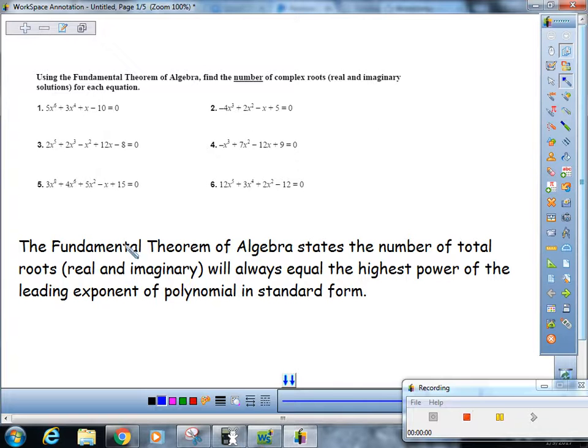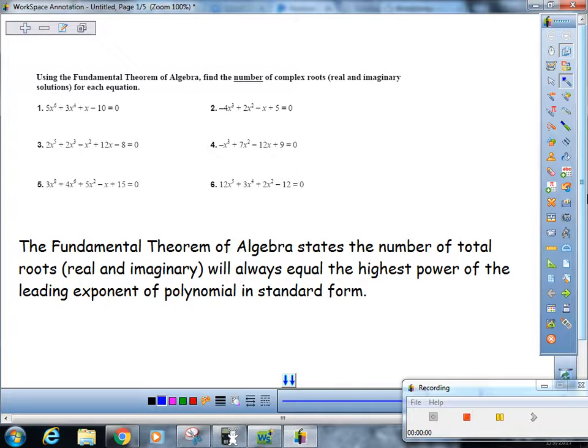Okay, the fundamental theorem of algebra. This seems so important, yet it is such a letdown, okay? If you'd like to copy down my simple version of this theorem, then pause the video, but here it is. It just states that the total number of roots will always equal the highest power of the leading exponent, okay?